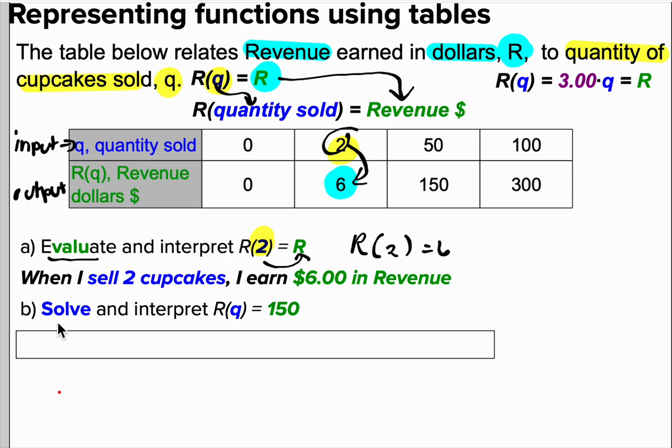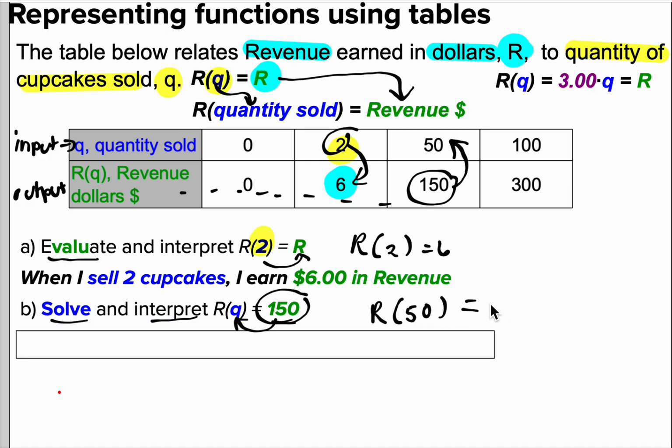And the second one says solve and interpret. So remember, when we're solving, we're given the output and we're solving for the input. And we know that our output is revenue, and we know that our output is in the second row. So I'm going to come and find, when does the output equal 150? I'm going to travel across right here, and I want to solve for the input that goes with that. That's 50. So now I know that R of 50 is equal to 150.